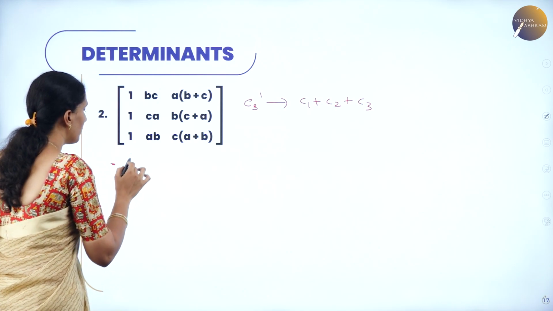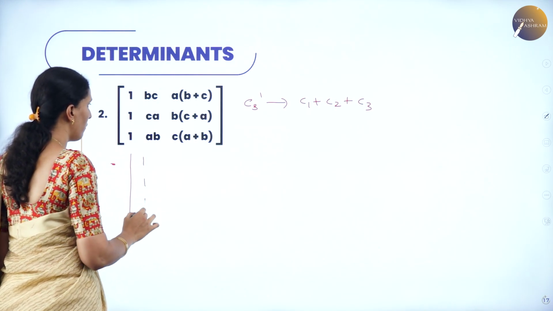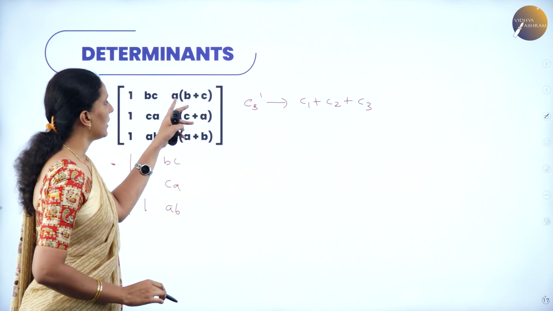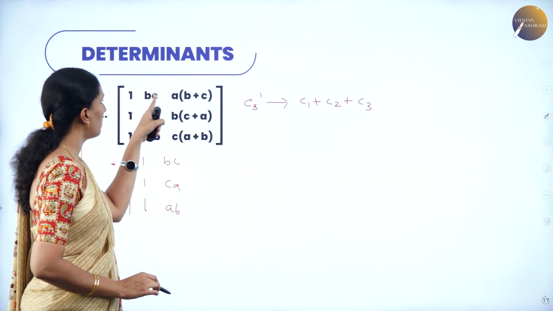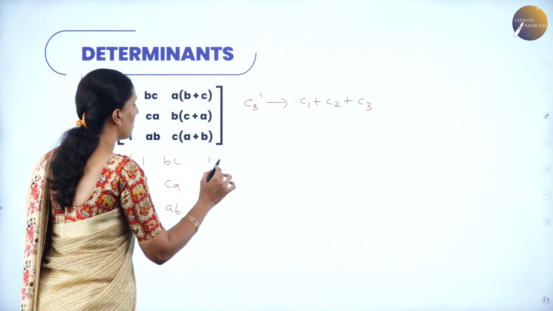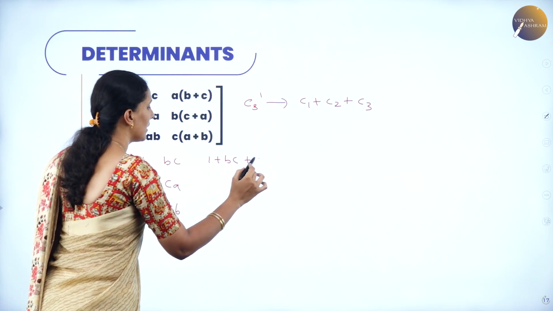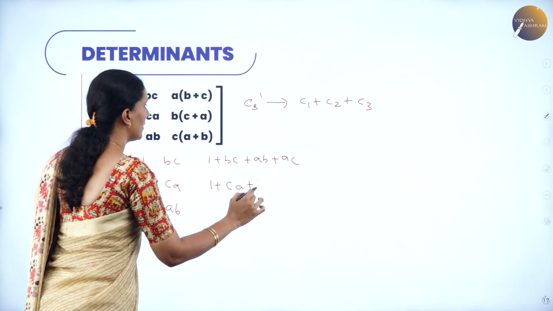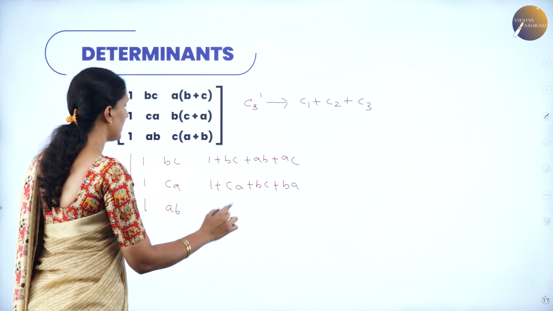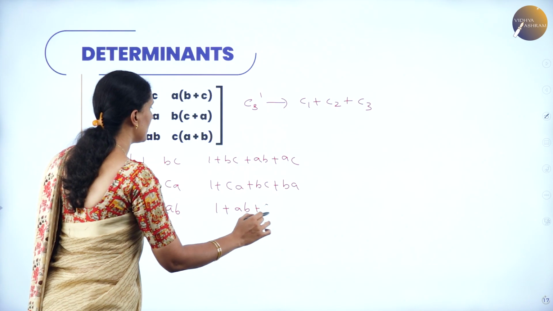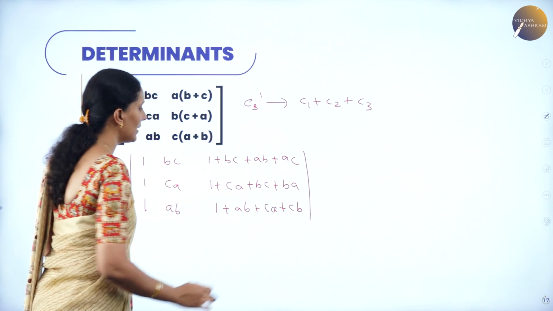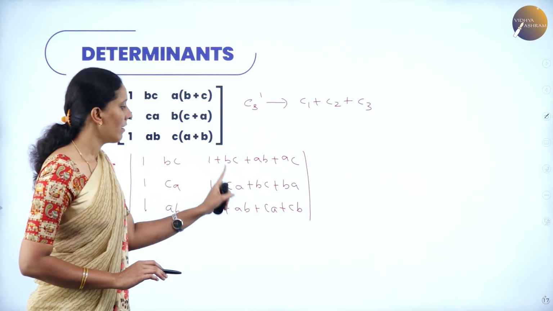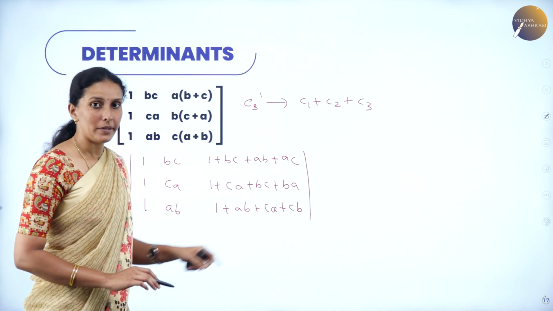Let me add all of this. Then the value of the determinant can be written as 1, 1, 1, BC, CA, AB. Let me take the third column as a sum of column 1, column 2, column 3 elements. Then it becomes 1 plus BC plus AB plus AC. Similarly, it is 1 plus CA plus BC plus BA. Next again, 1 plus AB plus CA plus CB. See the last column elements, they are the same. CA is nothing but AC, BC is nothing but CB, AB is nothing but BA. So they are one and the same.